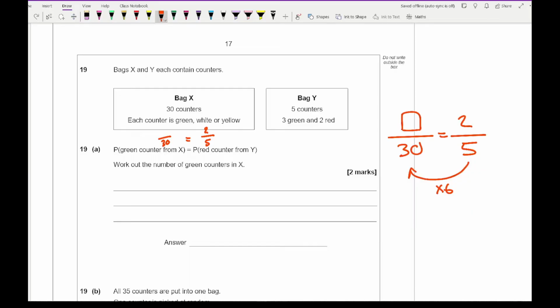Well, I need to multiply that by 6. So if I do the same to the top, that then gives me 12. So to work out the number of green counters, well then that's going to be 12.